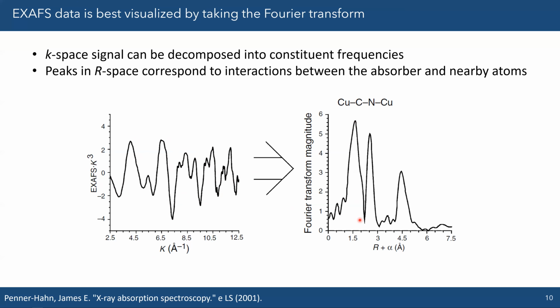It's very similar to a pair distribution function where these three peaks correspond to interactions between the absorbing atom and the nearby atoms. So in this example, we have a molecule where the copper is bonded first to a carbon and then to a nitrogen and then to another copper. So this first peak would correspond to a copper-carbon bond. The second peak would correspond to a copper-nitrogen bond, and this third peak would correspond to a copper-copper bond. So by applying a Fourier transform to our XAS data, we get a more intuitive sense of what the XAS can actually tell us.